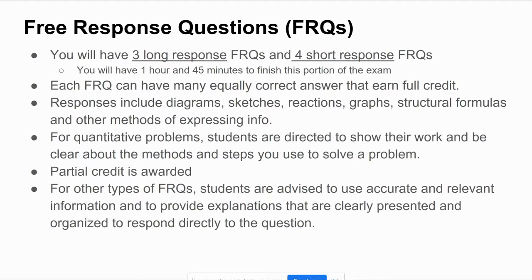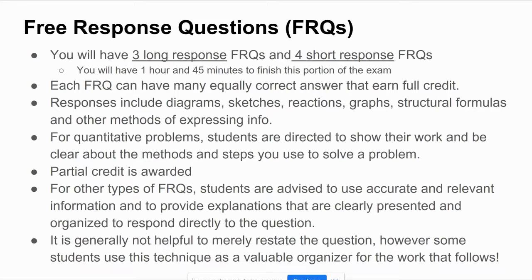And lastly, for any other types of FRQs that I haven't talked about, you are going to be advised to use accurate and relevant information and to provide explanations that are clearly presented and organized to respond directly to the question being asked. In general, it's not helpful to merely restate a question when you're doing an FRQ. However, some students will actually use this technique as a valuable way to organize their work that's going to follow.